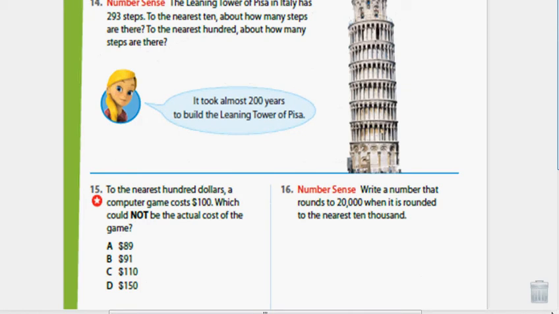Number 14 you're going to do on your own, but I'll go ahead and read it to you. It says, the Leaning Tower of Pisa in Italy has 293 steps. To the nearest tens, about how many steps are there? To the nearest hundreds, about how many steps are there? And then the little bubble girl says, it took almost 200 years to build the Leaning Tower of Pisa. Okay, we're going to look at number 15. That's what we're going to do together.